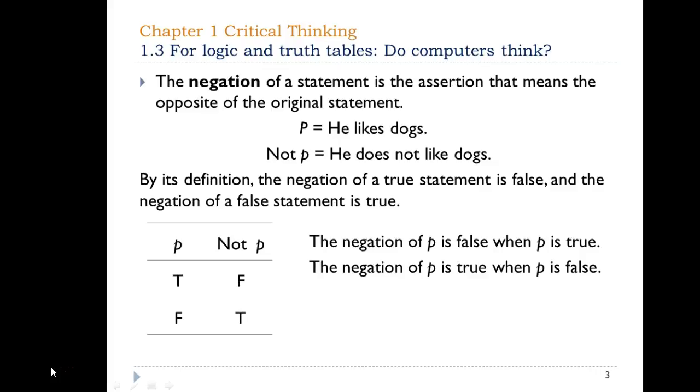Here we have a truth table. P takes on two values, true or false. And not P takes the opposite value of P. So not P takes values false and true. The negation of P is false when P is true, and the negation of P is true when P is false.